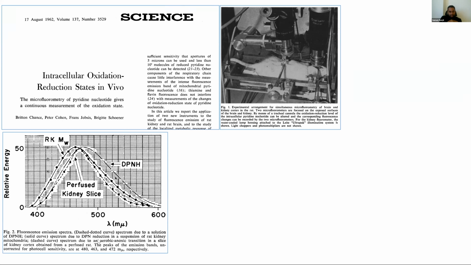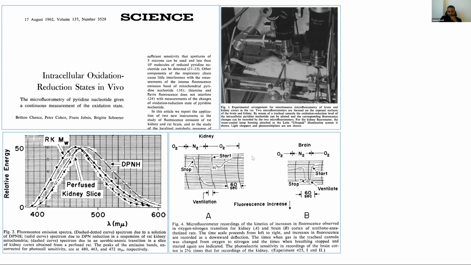And what they saw is in a suspension, if you take the cortex and suspend it, in the aerobic to anoxic transition, there's a shift in this spectra. So the spectra shift. That was one of the main measurements. Another thing was, both in kidney and brain, if you pass oxygen and then pass nitrogen, because of the metabolic changes happening due to the changes in the environment, you see intensity increasing and decreasing in the NADH signal.